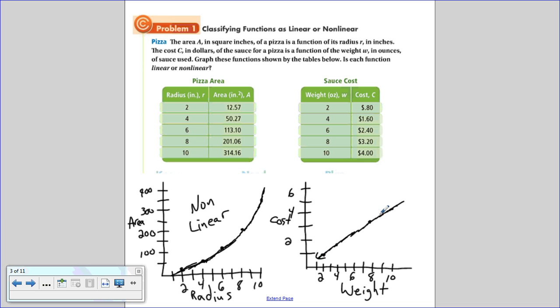And this you can see is very linear. This is a nice straight line. So this one is a linear function. So again, the difference: linear obviously makes a line. Nonlinear has some kind of a curve, or not a line that continues. It has like some kind of a corner in it.